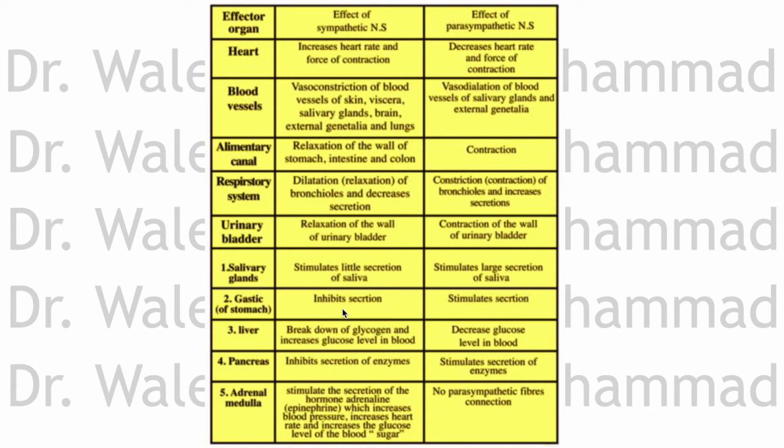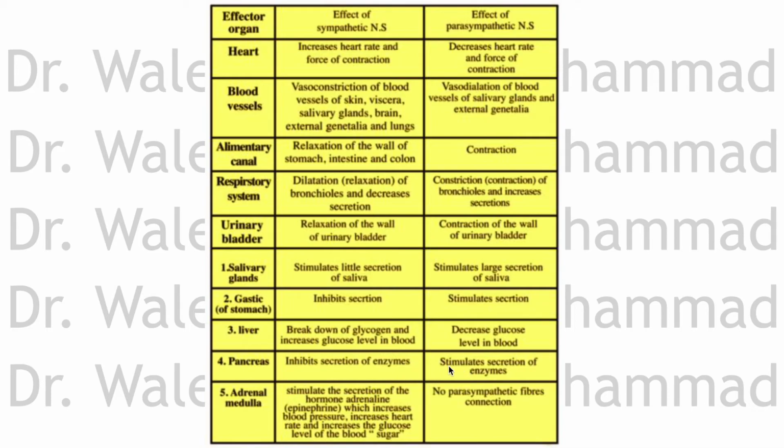الstomach inhibits secretion sympathetic، الباراسمباثيك stimulates secretion. الليفر بيزود السمباثيك، بيزود البريك داون أوف glycogen and increase glucose level. ده مهم جدا الكلام ده يا جماعة. والباراسمباثيك decrease glucose level in blood. افتكروا السمباثيك بتاع الفايت أور فلايت، محتاجين طاقة، يعني محتاجين جلوكوز، فيجيبها منين الجلوكوز الزيادة ده؟ بيجيبه من الليفر. بيعمل إيه على البنكرياس؟ inhibits secretion of pancreas. الباراسمباثيك stimulation secretion of pancreas، لأن البنكرياس جزء من الجهاز الهضمي.